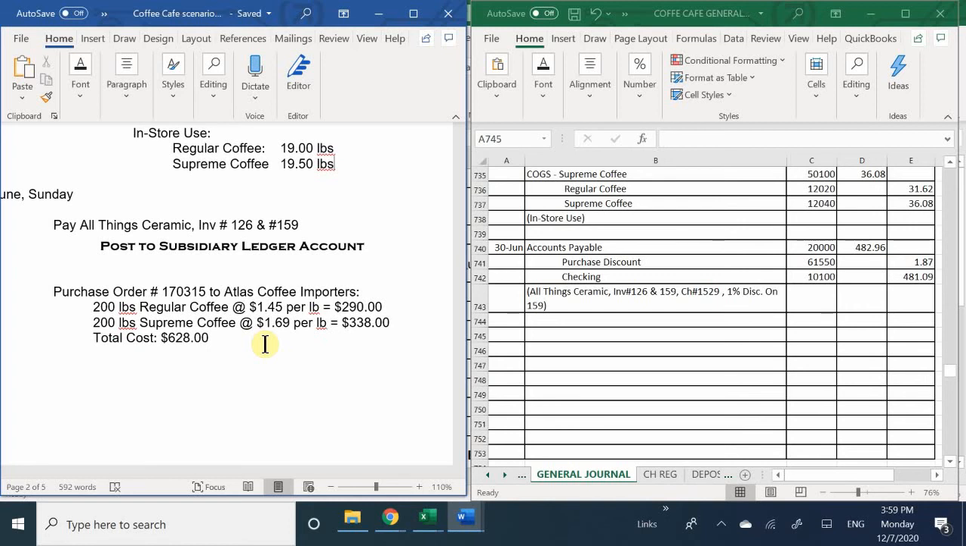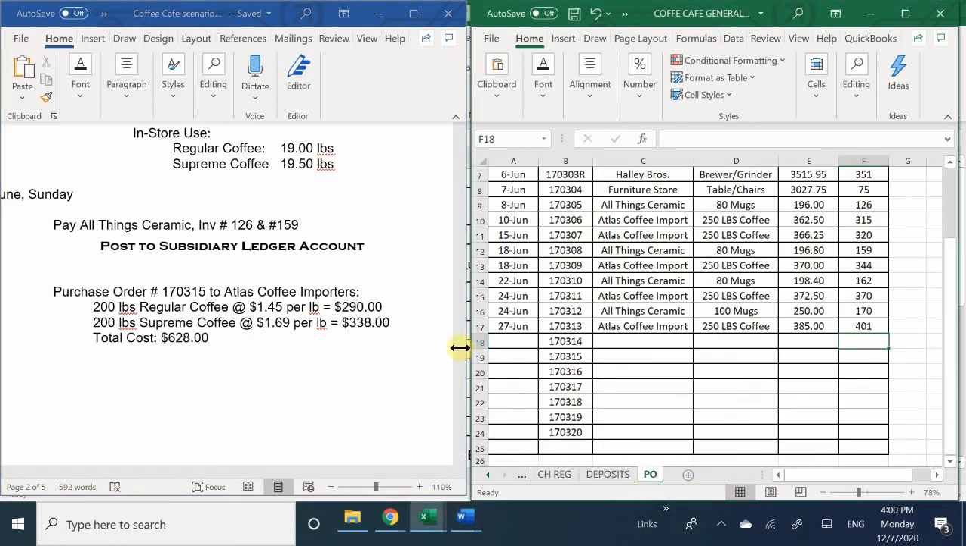Okay, purchase order 1703152, Atlas Coffee Importers, for 200 pounds regular coffee at $1.45 per pound, 290 total. 200 pounds Supreme Coffee at $1.69 per pound, equaling 338. The total cost will be $628. So this is just a purchase order. We didn't have anything yet, so we're going to go to PO.